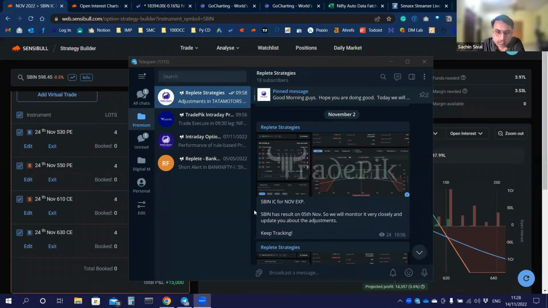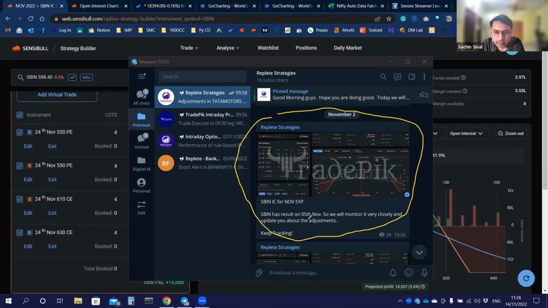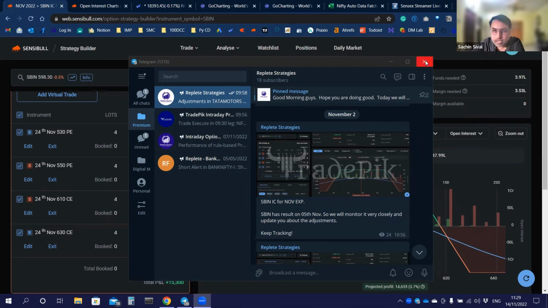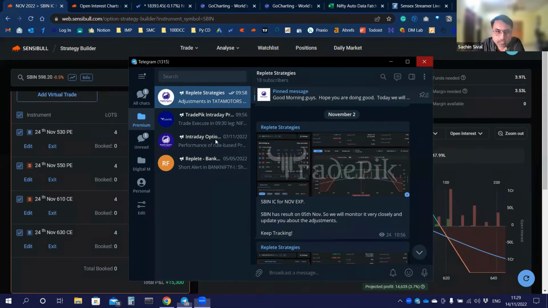So let me share my screen first and show my trade. If you can see my screen, this was the trade we took on 2nd of November, where on 5th of November there was a result, and we said that we will monitor it very closely and update about the adjustments. Let me show you what happened after that result came.